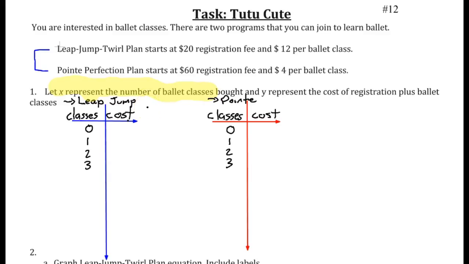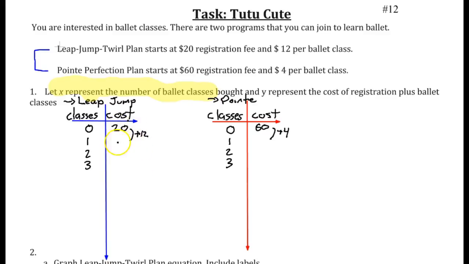So let's just start going up to 3. We'll probably go up more. The leap jump starts at $20, right? It goes up $12 per class, so I'm going to increase $12 per class. And the point perfection starts at 60, right? A little more expensive to start off. And it only goes up $4 per class, so much less. So let's just fill it out up to 3 by adding the same amount each time.